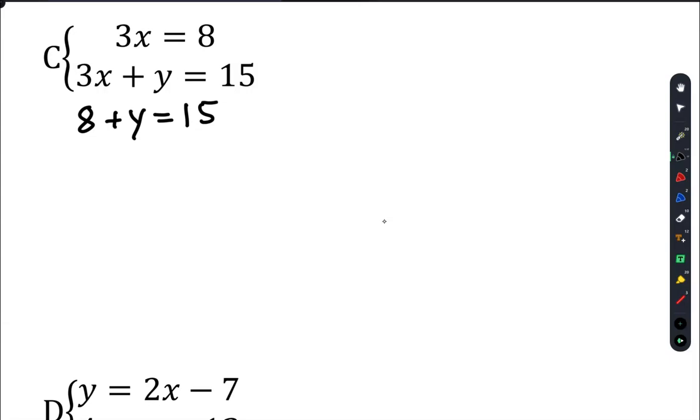All right, now I'm going to subtract 8 on both sides. And that's going to give me y is equal to 15 minus 8, which is 7.